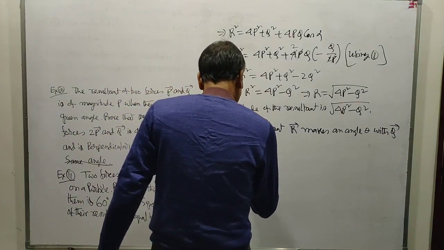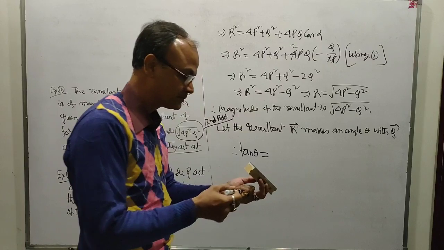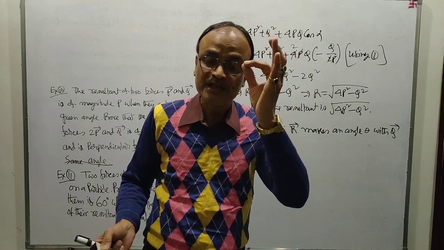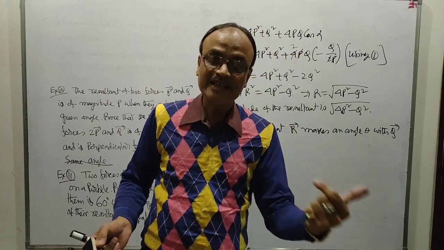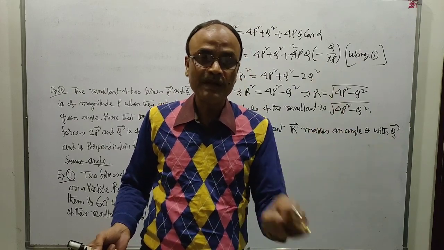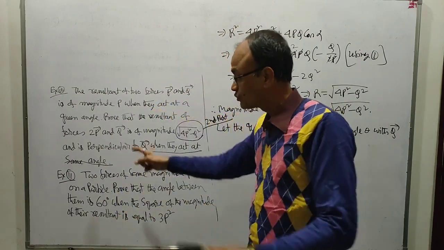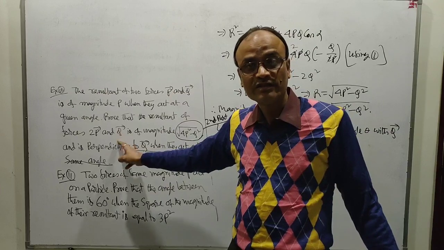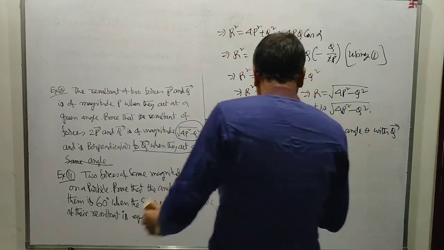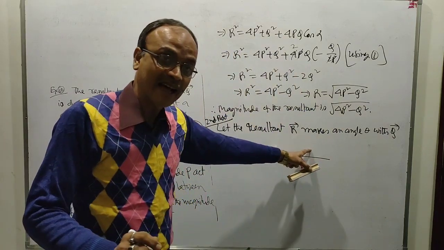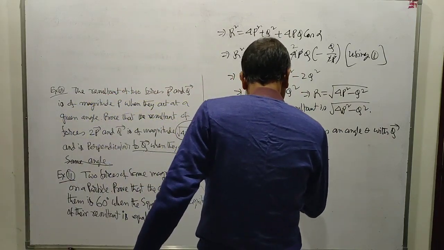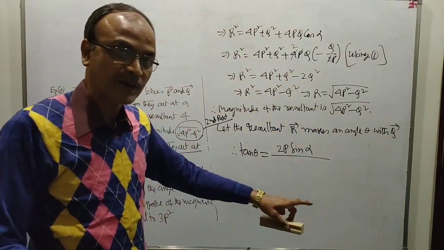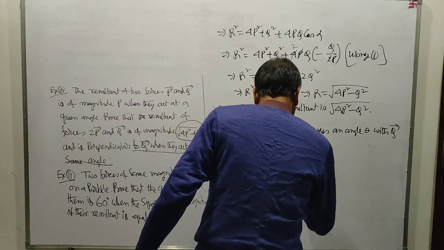Therefore, tan theta equals, you see, when the resultant makes an angle theta with P, then tan theta is equal to Q sin alpha divided by P plus Q cos alpha. Here the forces are twice P and Q. If the resultant makes an angle theta with the direction of the force Q, then it will be twice P sin alpha divided by Q plus twice P cos alpha.